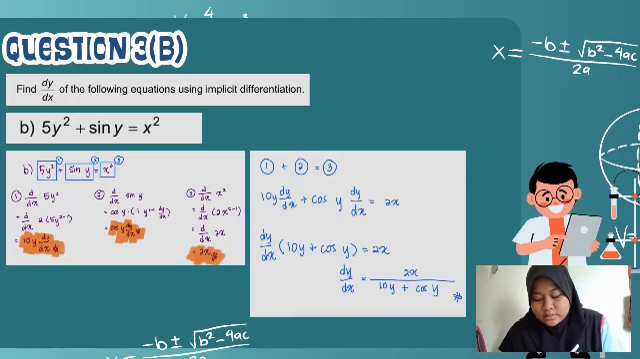Our third term is x squared. Very simple. We have to apply the power rule again.